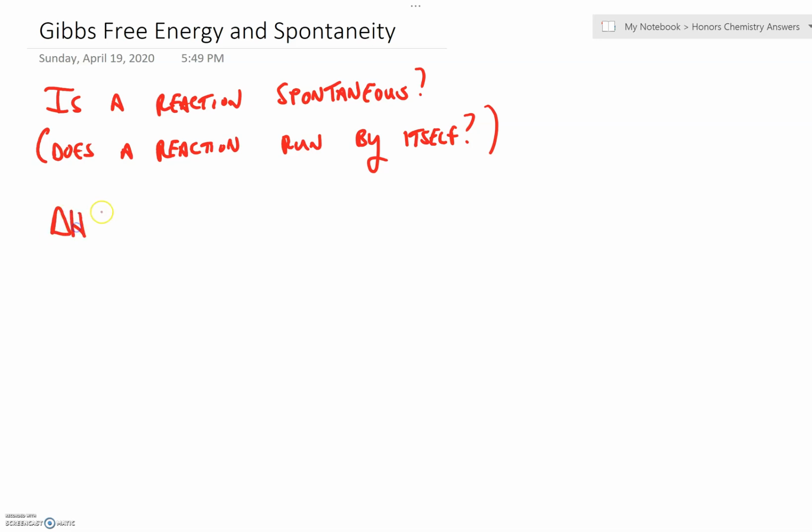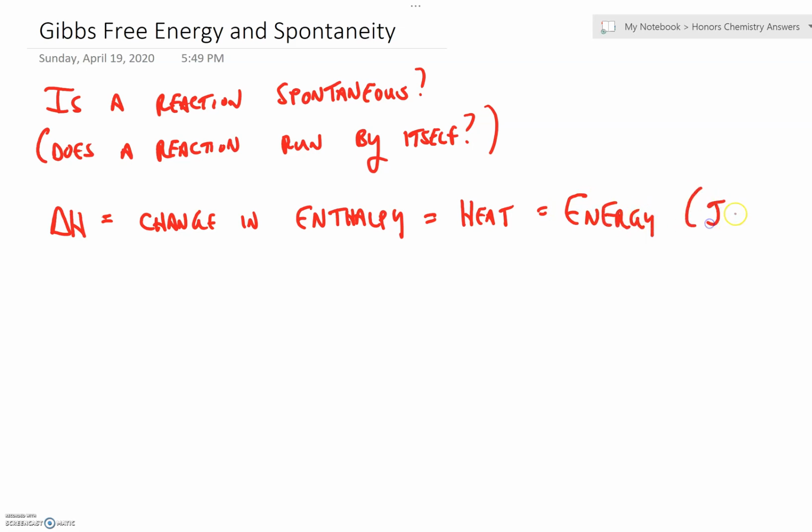First is delta H. This is change in enthalpy, and that's a big fancy word that means heat. And another word that we're going to use that is synonymous with energy, and that will be in joules or more often kilojoules. All right, so a reaction can be exothermic.